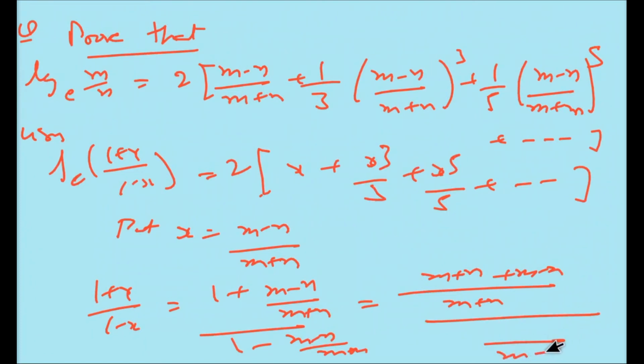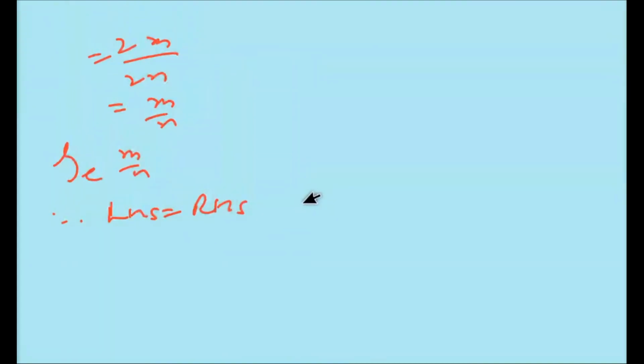Now I think you are understanding. This LCM will be cancelled here. What we get here is 2m upon 2n, or m upon n. So we can put here m upon n. So we can say LHS equal to RHS, hence proved.